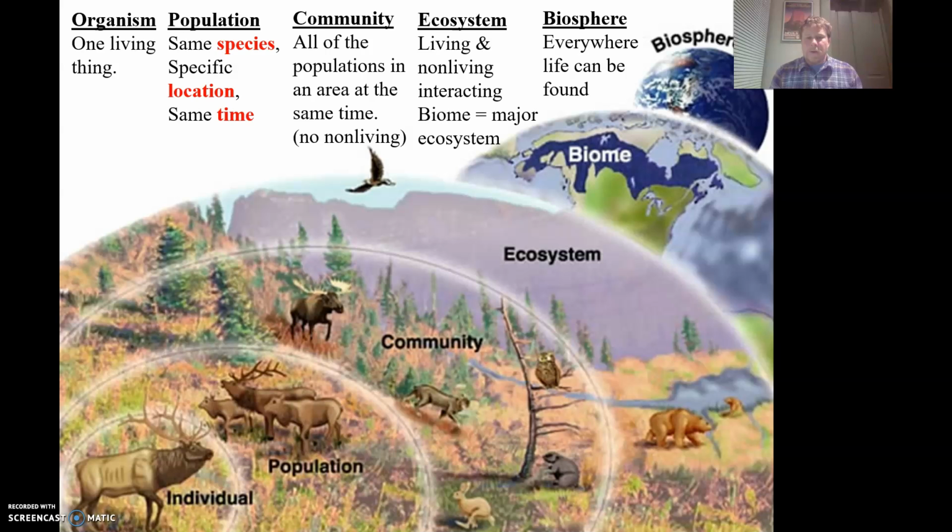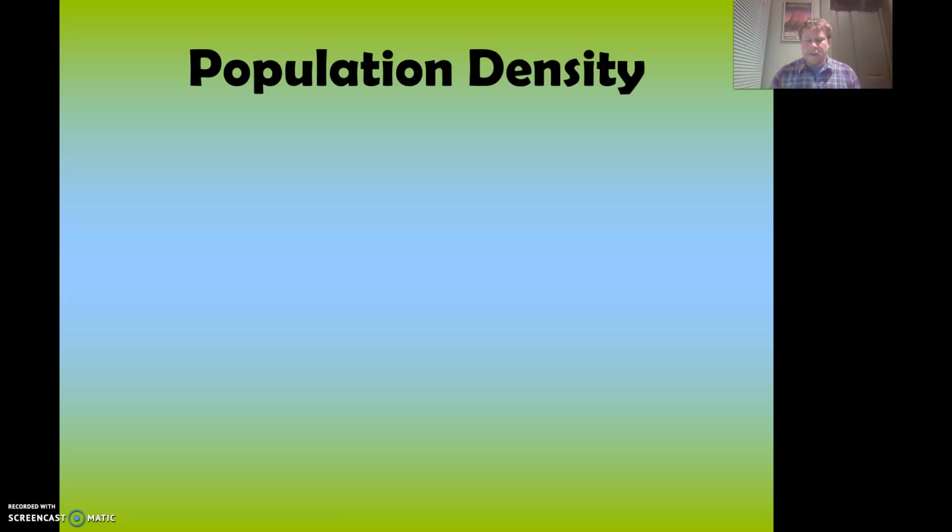And last but not least, we have the biosphere. The biosphere is everywhere on Earth that life can be found. Now, yesterday I sent you out on an adventure. Hopefully you took me up on that assignment. The assignment was to try to find how much diversity there is in an area. In order to understand what might be living in an area, we need to understand 3 characteristics of every living thing and every population. One is population density.